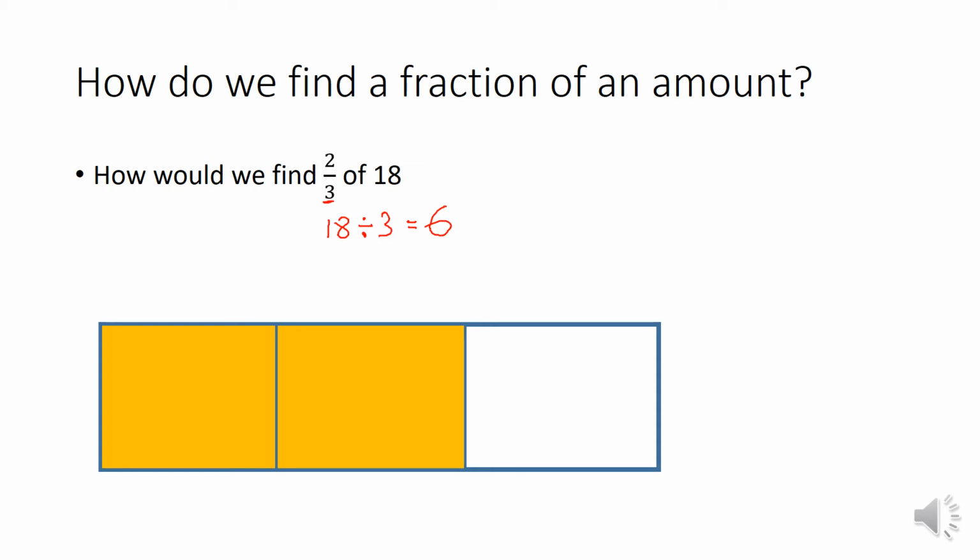So we've worked out how much goes in each box: 6, 6. 6 goes in each box. And now we can see that we've got 2 of them, and that is because our numerator is 2. So we're going to do 6 times 2, which gives us 12. So what that tells us is 2/3 of 18 equals 12.